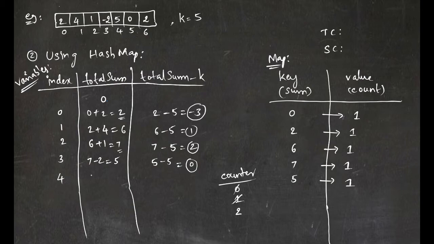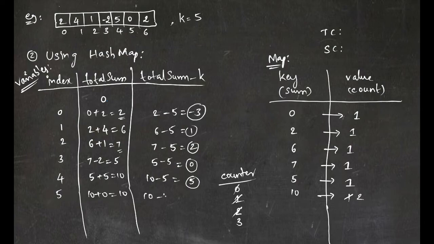Next element is 5, so it is 10. So I didn't get 10 till now, so I'll just add it here. And 10 minus 5, it is 5. So I got 5, and whether it exists in my map, yeah, it exists, and it occurred once, so I have to increment by 1. Now next element is 0. 10 plus 0 is 10, and when I'm trying to keep it inside the map, I see that, yeah, it's already there, so I'll just increment this.